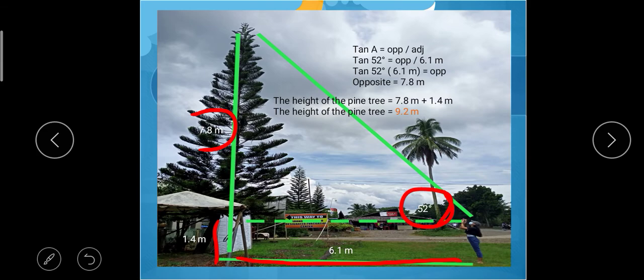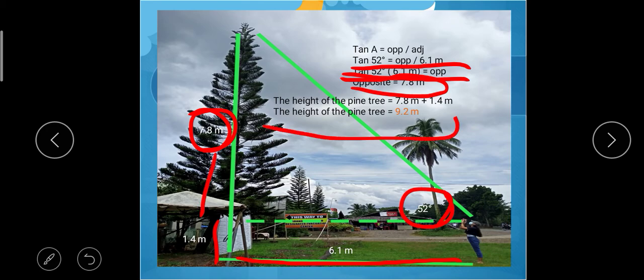Tangent is equal to opposite over adjacent. Now tan 52 degrees is equal to opposite over 6.1 meters. Then tan 52 degrees multiplied by 6.1 meters. Now we get the opposite 7.8 meters, which is this one. So in order to get the height of the pine tree, let's add 7.8 and 1.4 meters. So the answer is 9.2 meters.